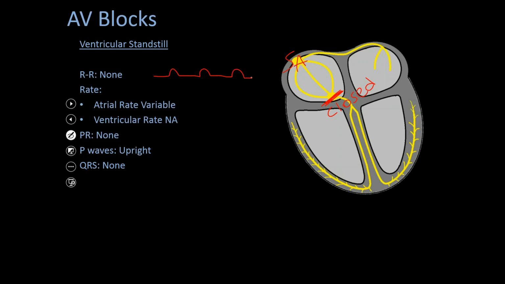Depolarizing the atria. However, none of those impulses are reaching the ventricles. So if no other stimulus paces the ventricles, if the ventricles don't pace at all, then the result is called ventricular standstill.